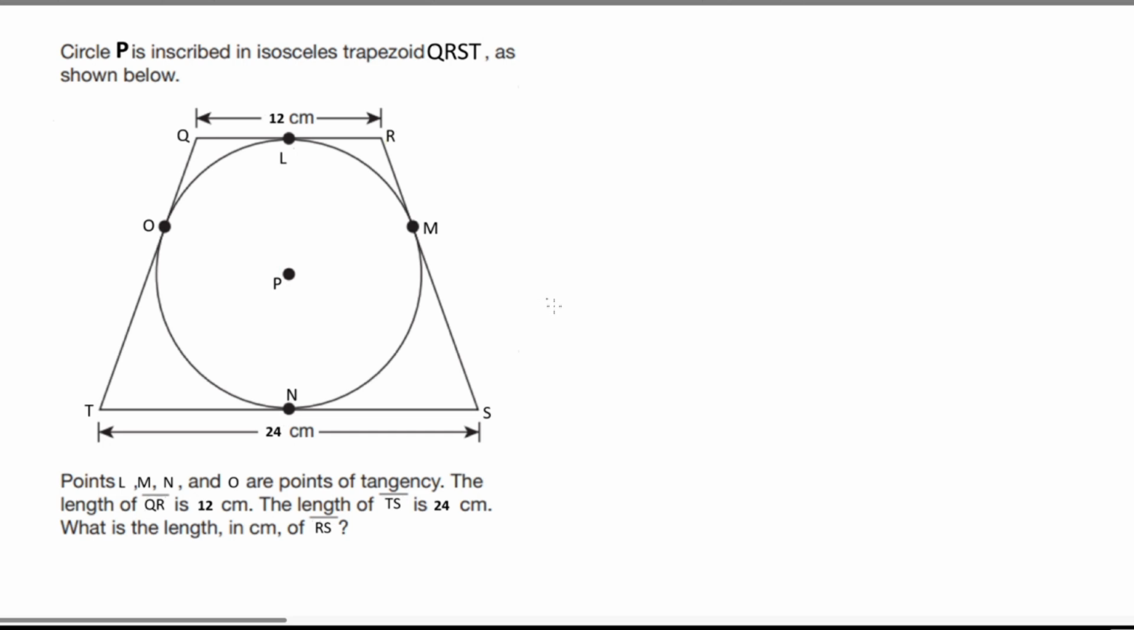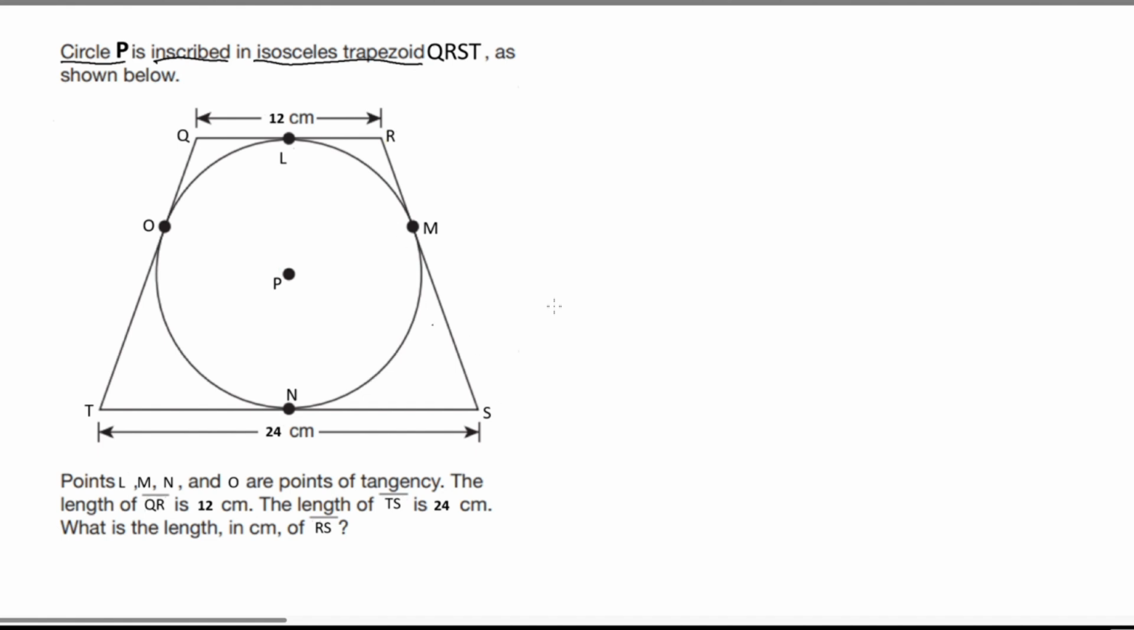Here we have a geometric problem, and it says circle P is inscribed in isosceles trapezoid QRST as shown below. So we have circle P, and it is inscribed, which means it is inside, and it is touching all four sides of the isosceles trapezoid QRST. So now it says points L, M, N, and O are points of tangency.